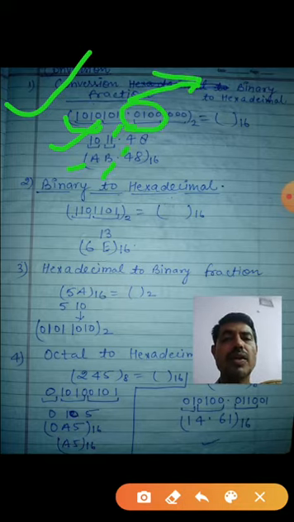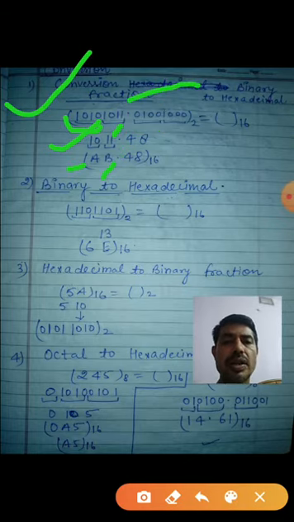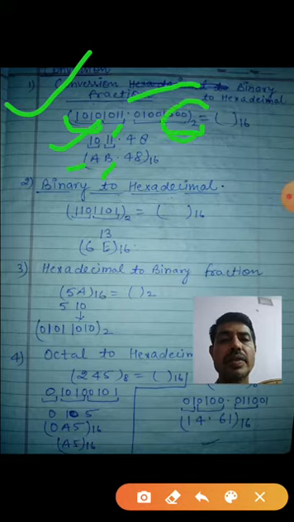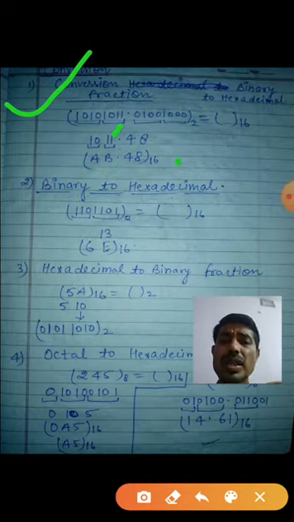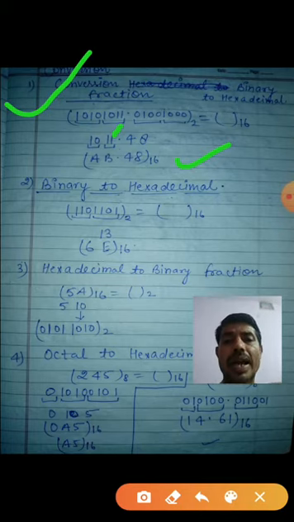So this will be what? 4. Next one, take again the next 4. This will be what? 8. So right, that's why I have written here. So this is the answer of the binary to hexadecimal fraction.